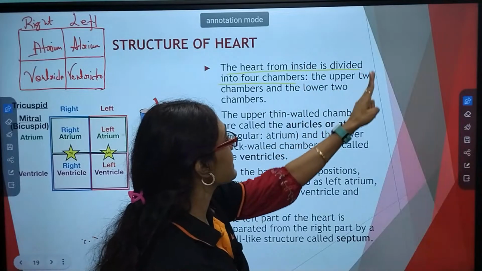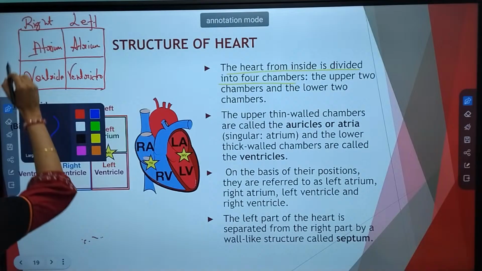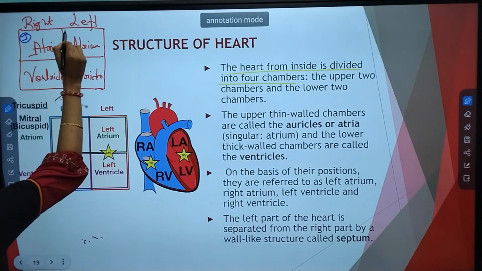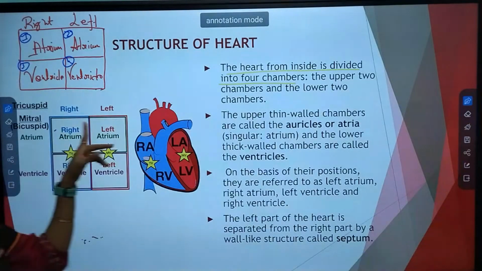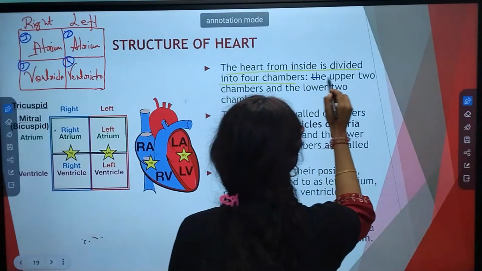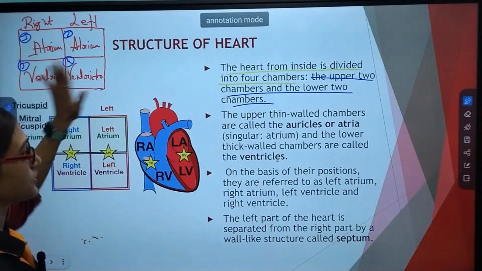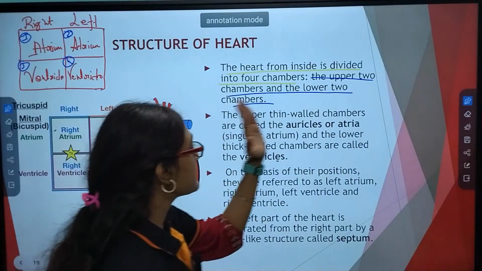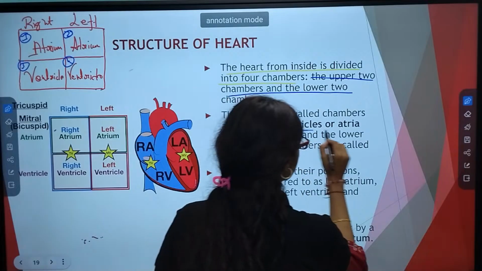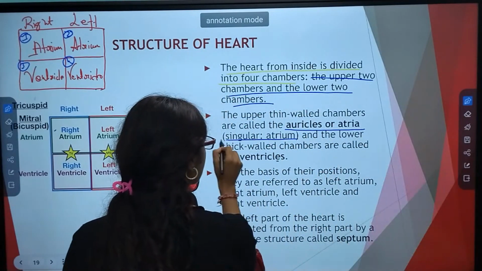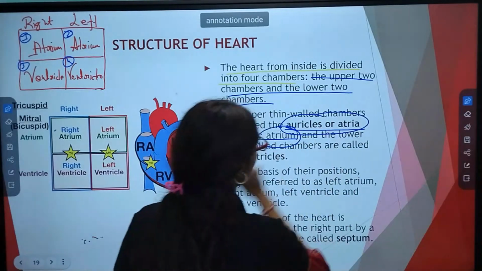Now let us see. The heart from inside is divided into 4 chambers. How many chambers are there? 1, 2, 3 and 4. Now see, the upper 2 and lower 2. The upper thin-walled chambers are called auricles or atria. Singular form is atrium, plural form is atria, or auricle.